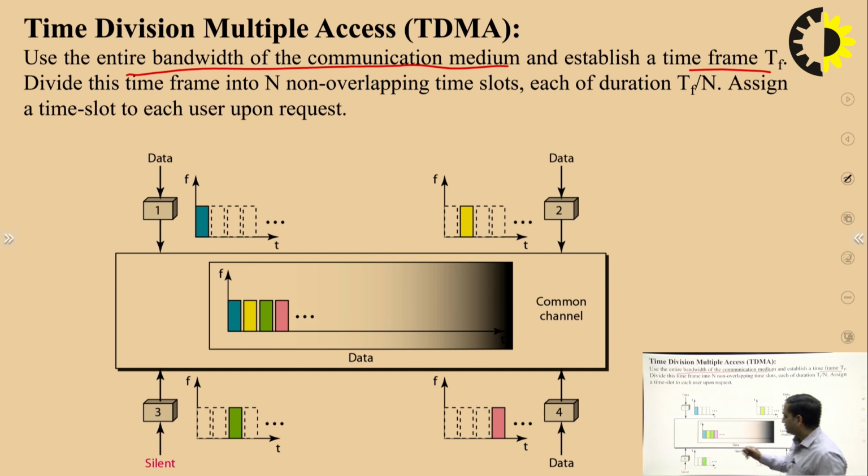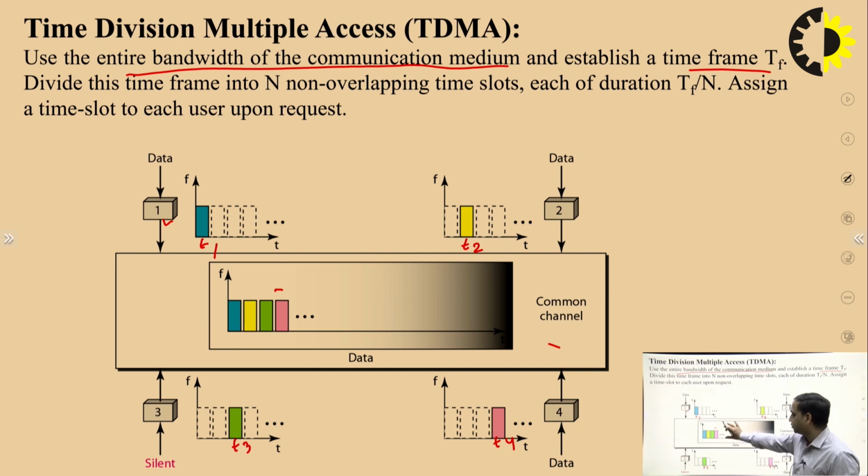Just like user 1, user 1 can transmit the data in one time slot, which is T1. Similarly, user 2 can transmit the data in the T2 time slot, user 3 at the T3 time slot, and user 4 at the time slot T4. So this is the one common channel which can be accessed by these different users. That is multiplex, that is multiple access.